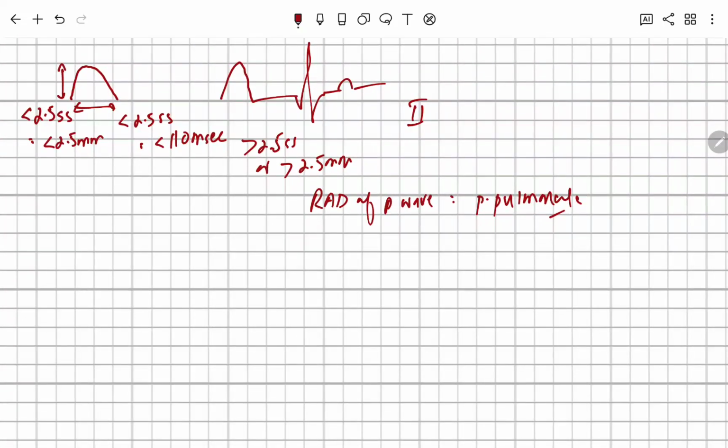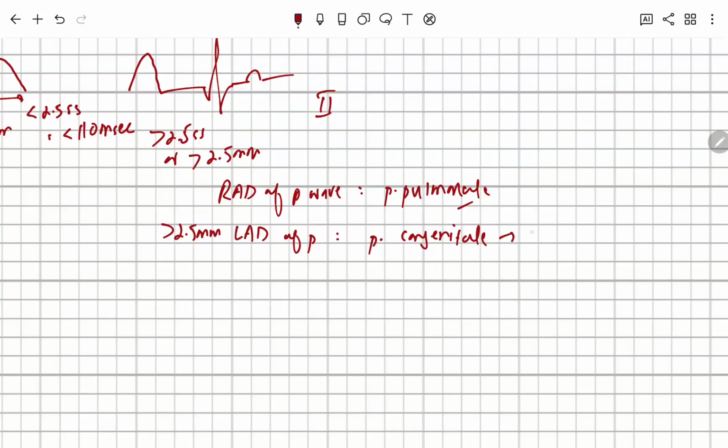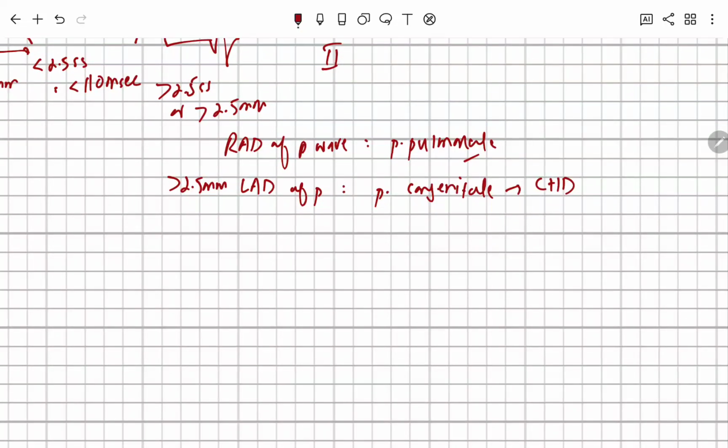There is another condition in which the height is more than 2.5 millimeters, but we find that the ECG is having left axis deviation of P wave. That is seen with P congenital, which means that the patient is having congenital heart disease.